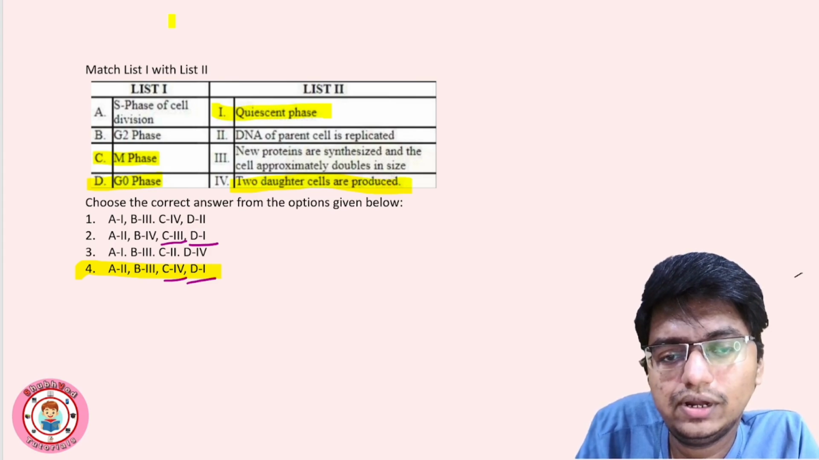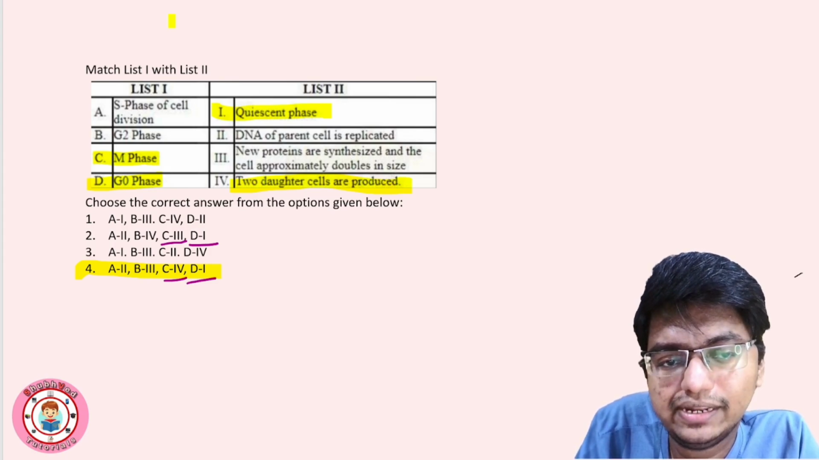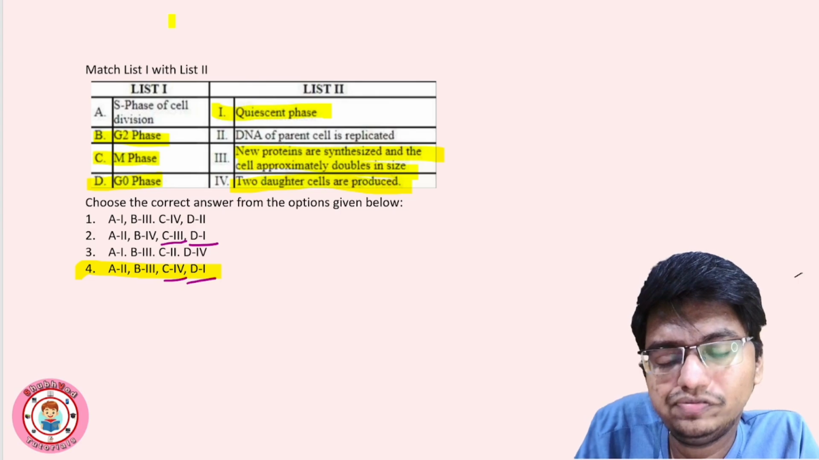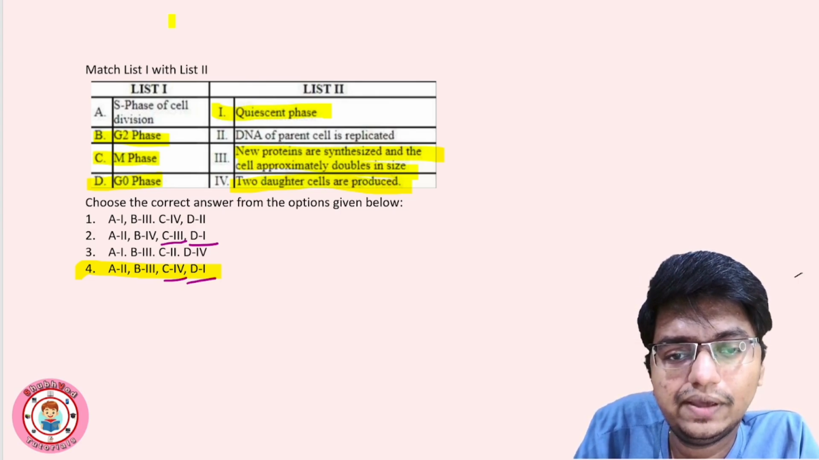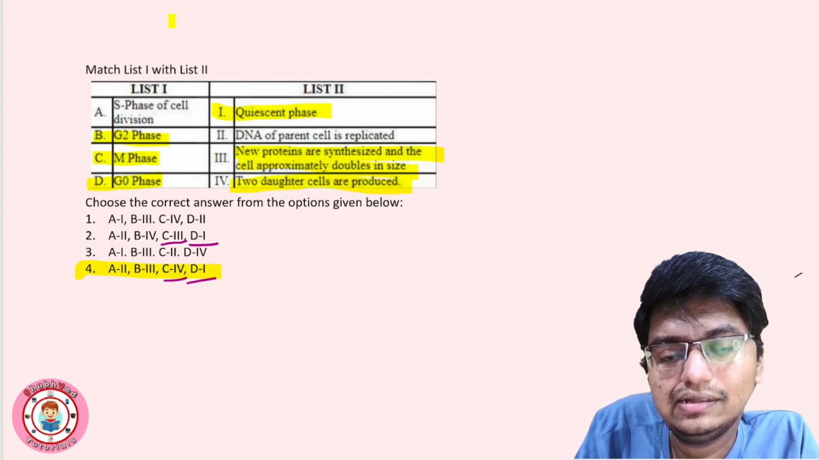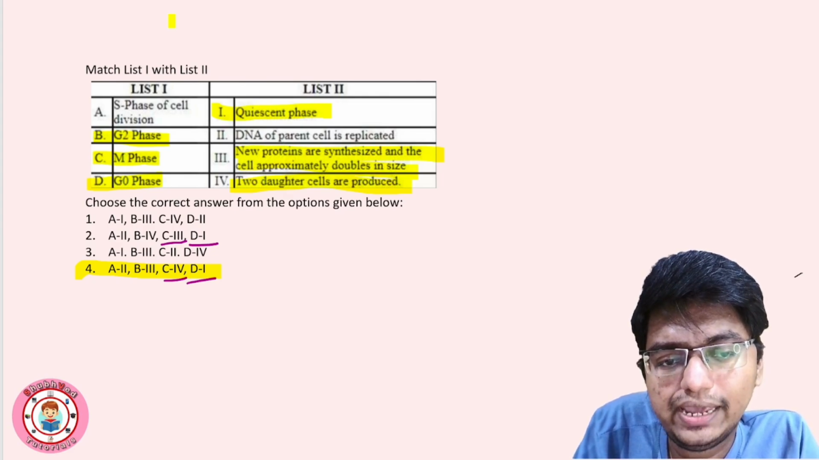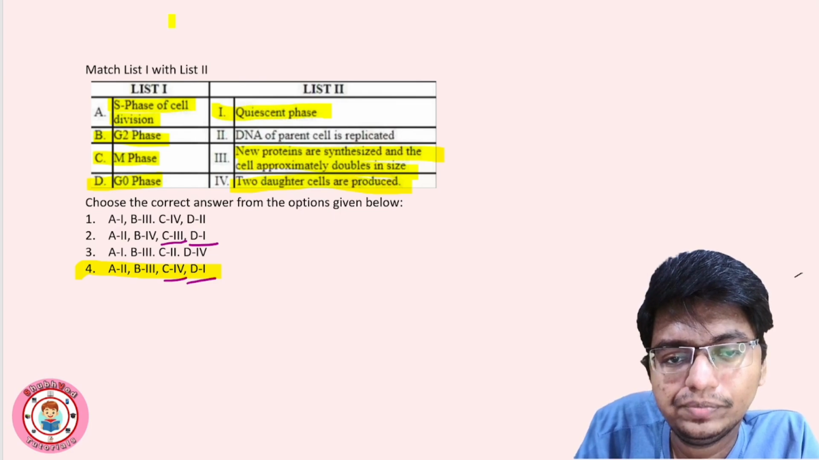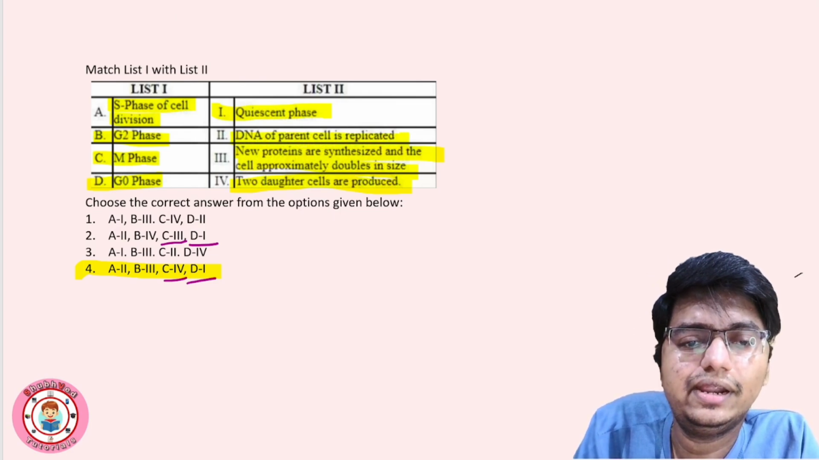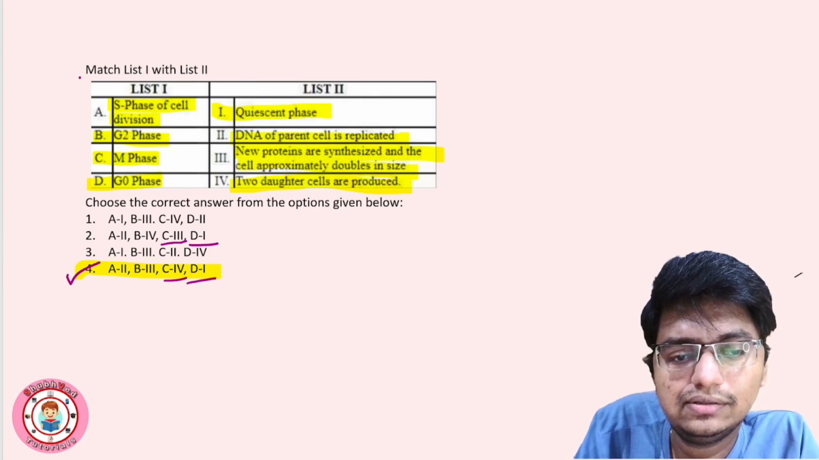Okay, C4, D1, B3, G2 phase. This is where new proteins are synthesized and the cell approximately doubles in size. It is the growth phase, in which the cell size doubles, as well as new proteins are synthesized. And A is 2, S phase of cell division, DNA of parent cell is replicated, right? So option 4 is correct.